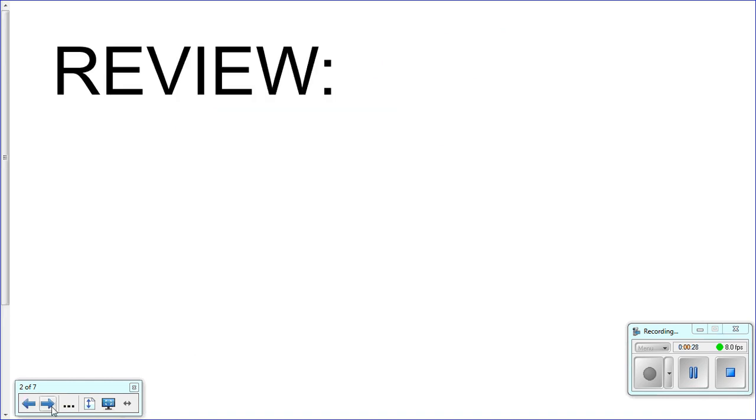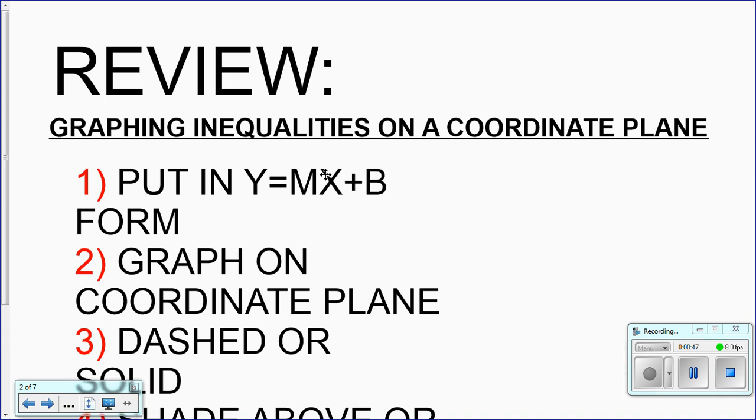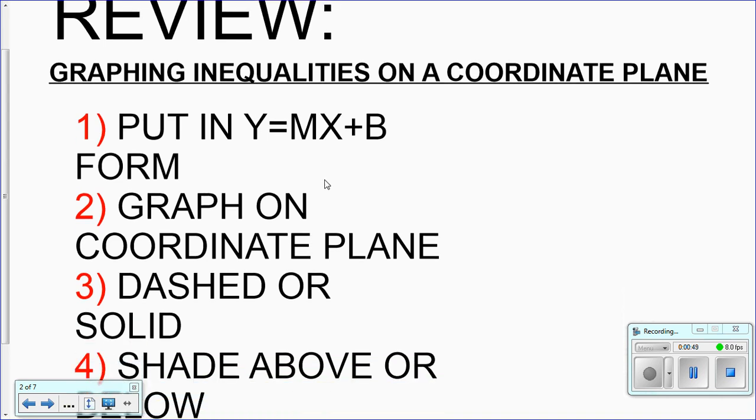So, quick review. Because when we're talking about inequalities here, we're talking about linear inequalities. And the only way to show the solutions for linear ones, if you remember from the last unit, is by graphing them on a coordinate plane. So let's review that really quickly. Alright, so there are 4 steps, which you can't see them all, but here we go.